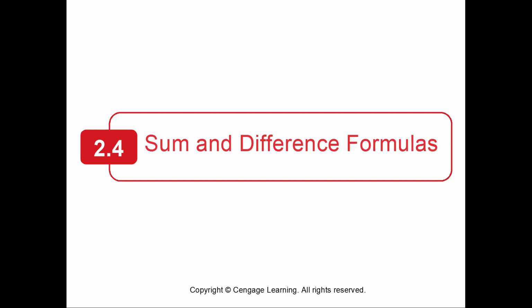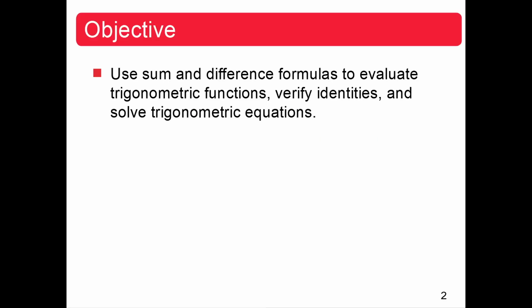In section 2.4, we're going to be taking a look at what are known as the sum and difference formulas. The idea here is that we're going to look at a handful of formulas that involve the sum and difference of specific angles and how we can split that up into different values that are much more easily evaluated. And that's the key idea. We want to evaluate certain trigonometric functions. We're also going to use this concept to verify a handful of identities, specifically the cofunction identities, and we're also going to see how they can be used to solve certain types of trigonometric equations.